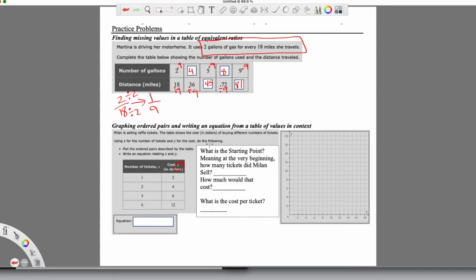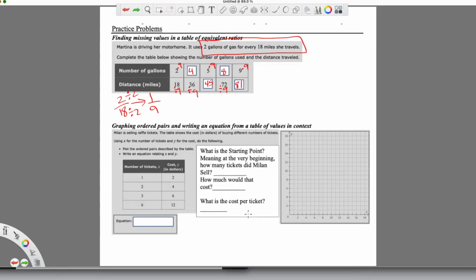Okay, so we're going to do the following 2 things. We're going to plot the ordered pairs described by the table, and then we're going to write an equation relating X to Y. We'll answer these questions in just a moment, because they're extra questions to help us build the equation.